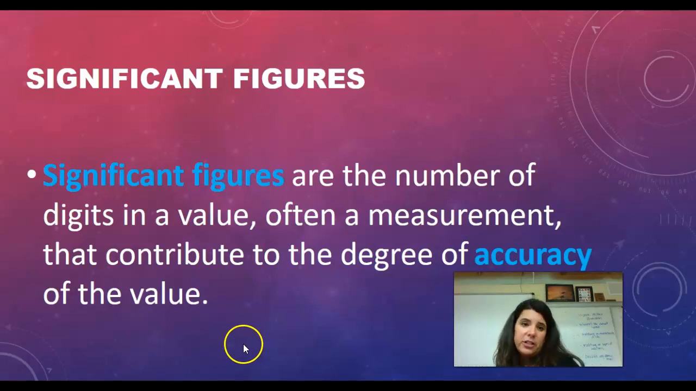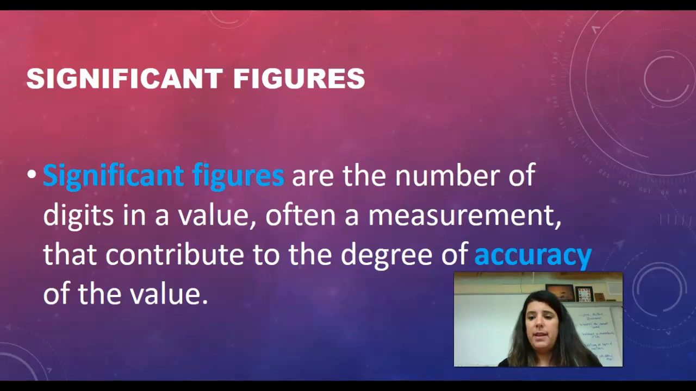Alright, so this lecture video is going to talk to you about significant figures. Basically, significant figures are the number of digits in a value, often a measurement, that contributes to the degree of accuracy of that value. So really, this is going to be a number that's going to determine how accurate our number is going to be, and being consistent in that process.